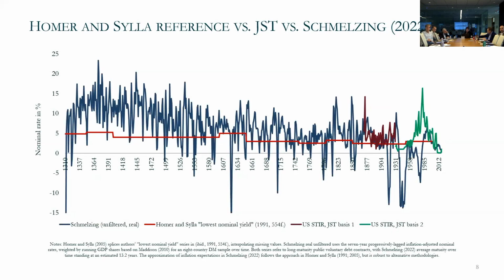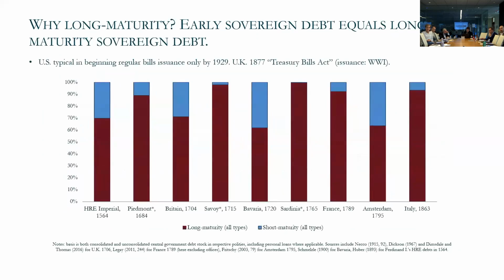This is a homogeneous, voluntary, long maturity, GDP-weighted interest rate series that you're seeing here, starting in the early 14th century. This is actually using an inflation expectation approach that Homer and Sylla also suggest somewhere in the book on the two pages where they talk about real interest rates, which we apply to this series. It's a progressively lagged definition of inflation expectation. We can go into some of the details.